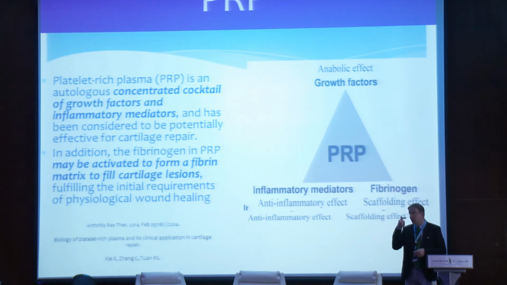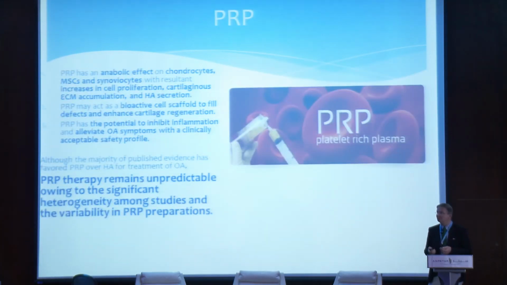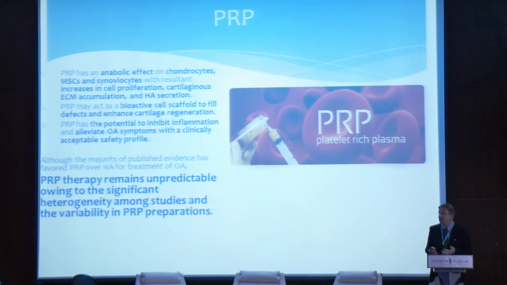If you look upon PRP, it's an autologous concentrated cocktail of growth factors and inflammatory mediators, and it may be used to activate, to form a matrix that could partly fill the cartilage lesion and get the lesion to be a little smaller. It has an anabolic effect on chondrocytes, on synoviocytes, and on mesenchymal stem cells. So it has different effects, also on inflammation, and some effect on the repair.